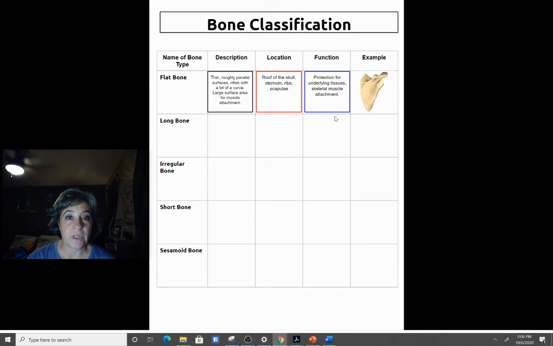So the flat bone is the first type, and it is very thin. It has mostly parallel surfaces. If you go back to your geometry class, you should remember what parallel is, and it often has a curve to it. It has a very large surface area that's used for muscle attachment. The location where you would find flat bones would be the roof of the skull, so all of these skull bones that make up your cranium, the sternum, ribs, and the scapula. This is a scapula. It's a shoulder blade. That's the same one you see in the picture there, the example.